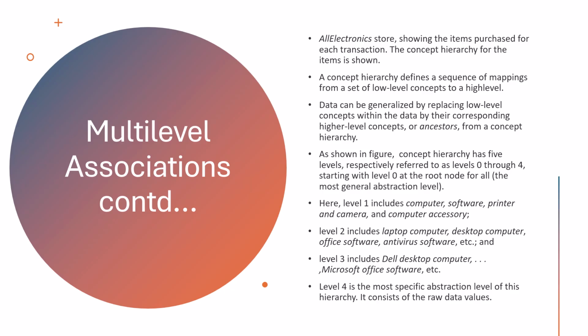a concept hierarchy. As shown in the figure in the previous screen, the concept hierarchy has 5 levels, respectively referred to as levels 0 through 4, starting with level 0 at the root node for all. Here, level 1 includes computer, software, printer and camera, and computer accessories. Level 2 includes laptop computer, desktop computer, office software, antivirus software, etc. And level 3 includes Dell desktop computer, Microsoft Office software, etc. Level 4 is the most specific abstraction level of this hierarchy. It consists of the raw data values.